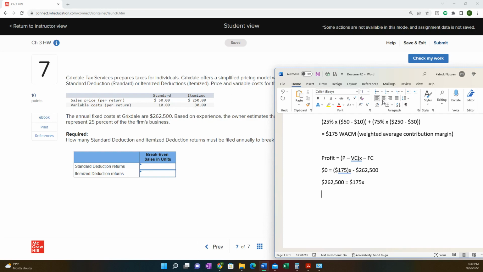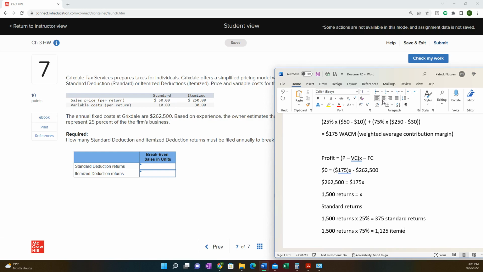But we have to go a step further. We need to calculate how many of these returns are standard deduction returns and how many are itemized deduction. So standard returns are 25% of what we do. So if we do 1,500 returns times 25%, that gives us 375 standard returns. And for itemized returns, we just take the total amount, 1,500 returns, times 75%, and that gives us 1,125 itemized returns.